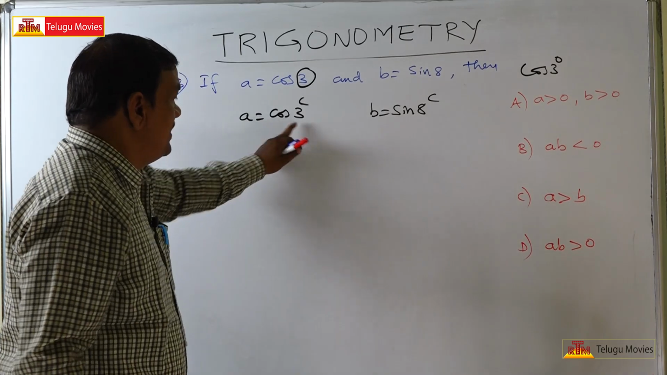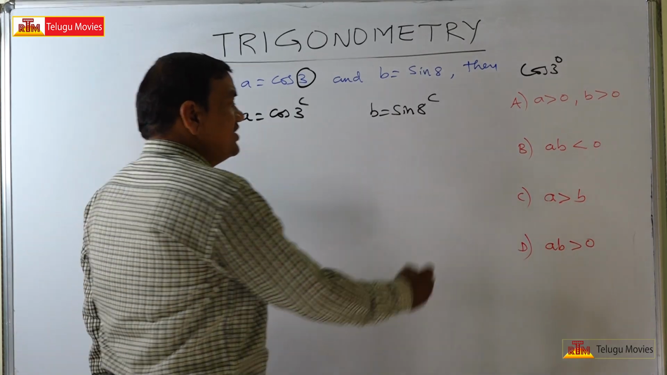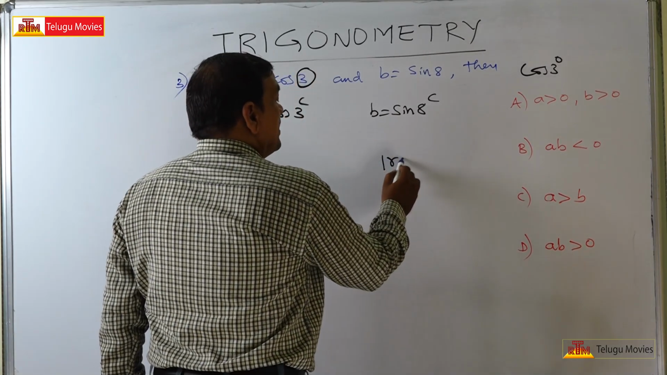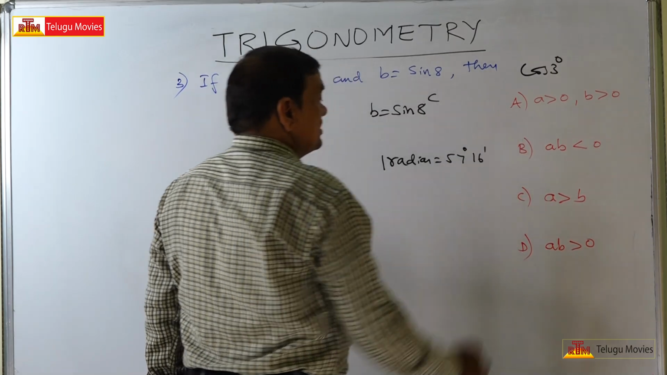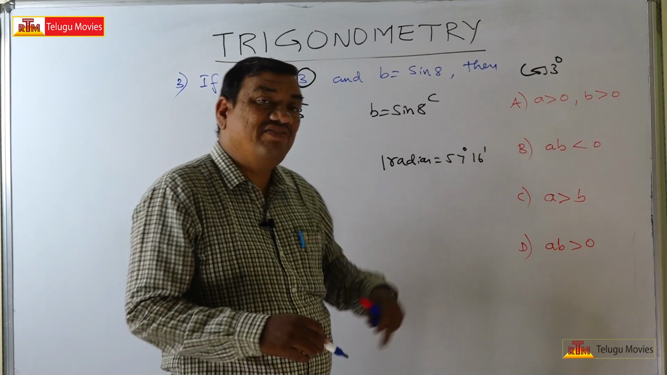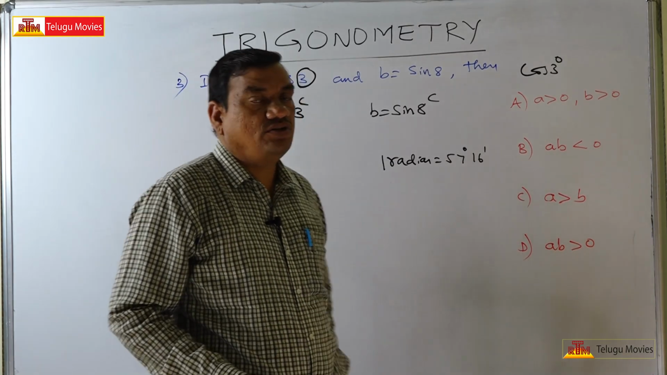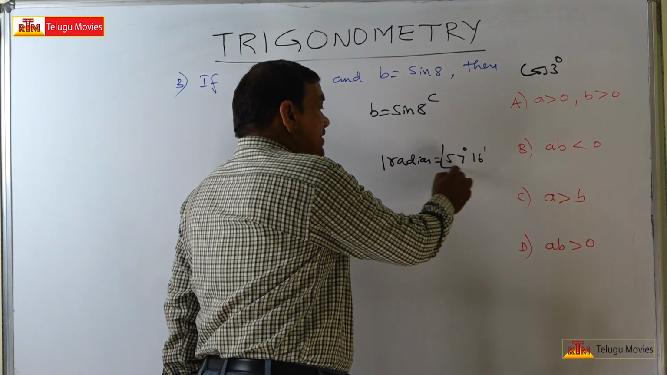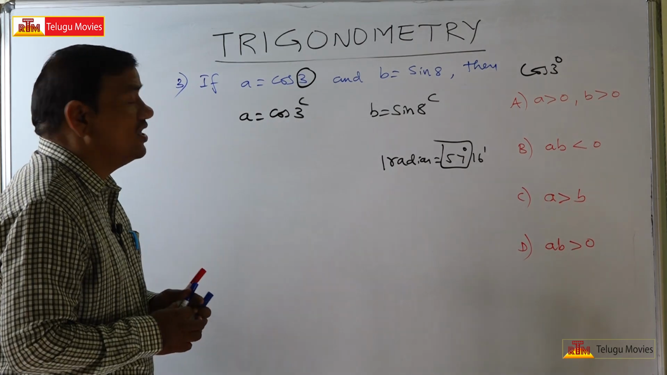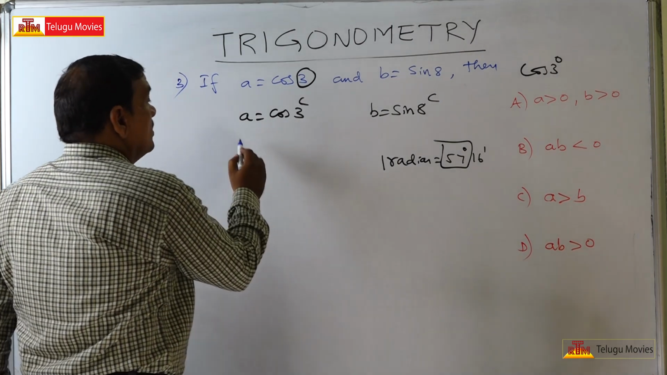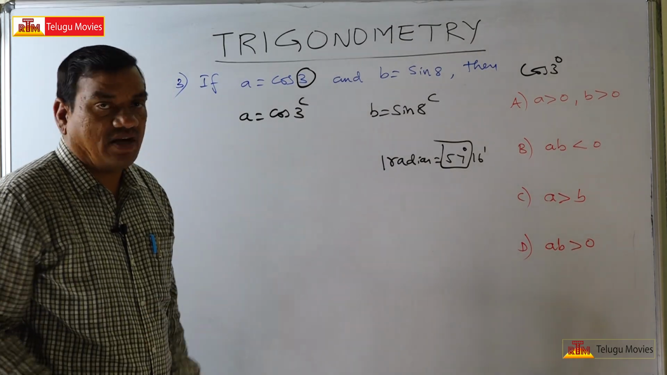Now, what are the values of cos 3 radians and sin 8 radians? This is very easy. In yesterday's class, I proved that 1 radian is equal to 57 degrees 16 minutes something. In some textbooks it is given as 17 minutes, 28 seconds, but these are all approximate values, nothing wrong in it. But 57 degrees must be taken, approximately. Now I am converting radians into degrees, very easy.